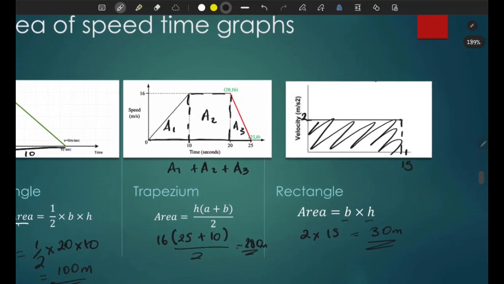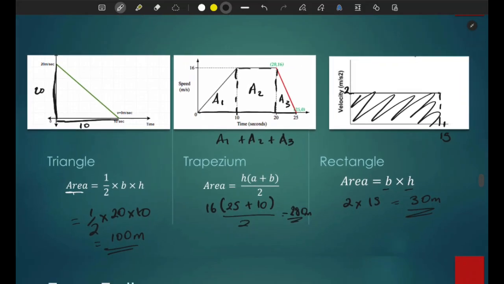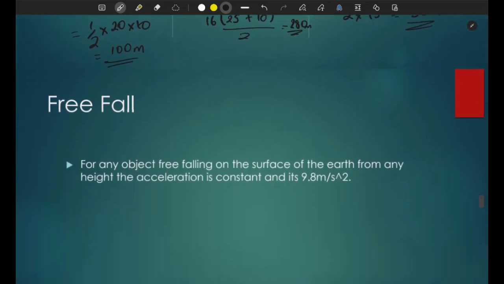So that's how you find the areas for different types of speed-time graphs.